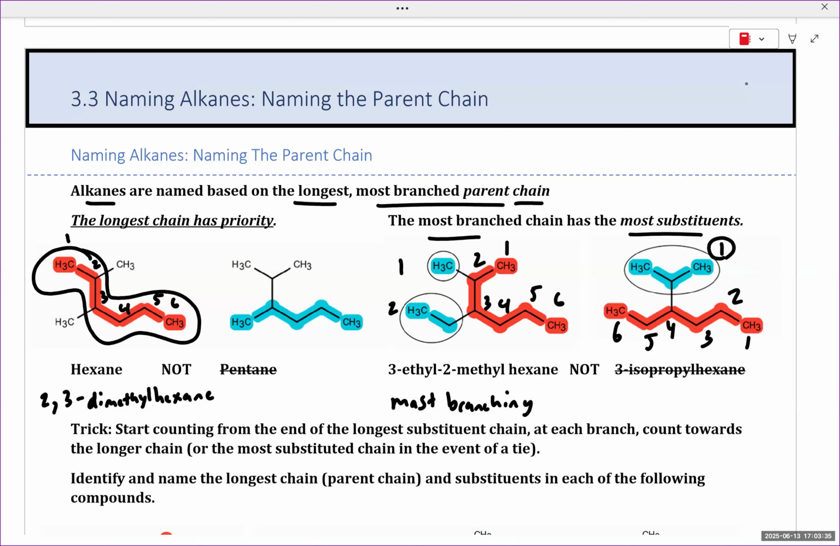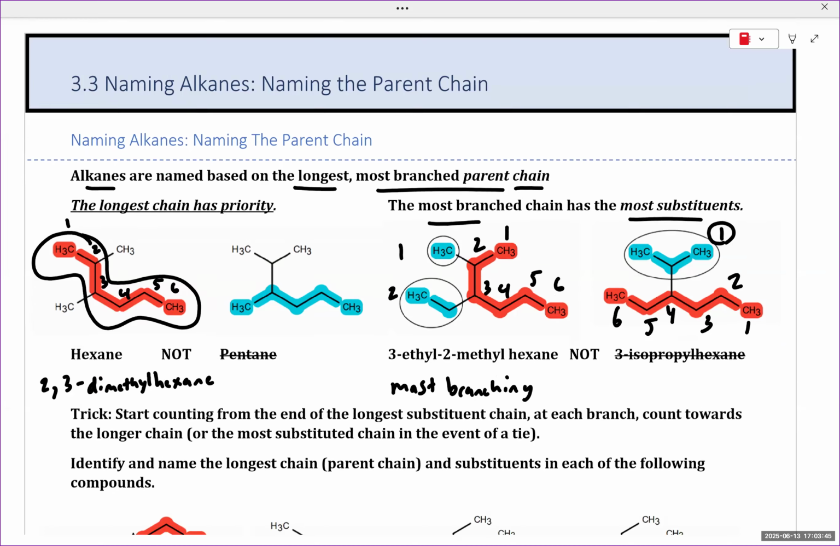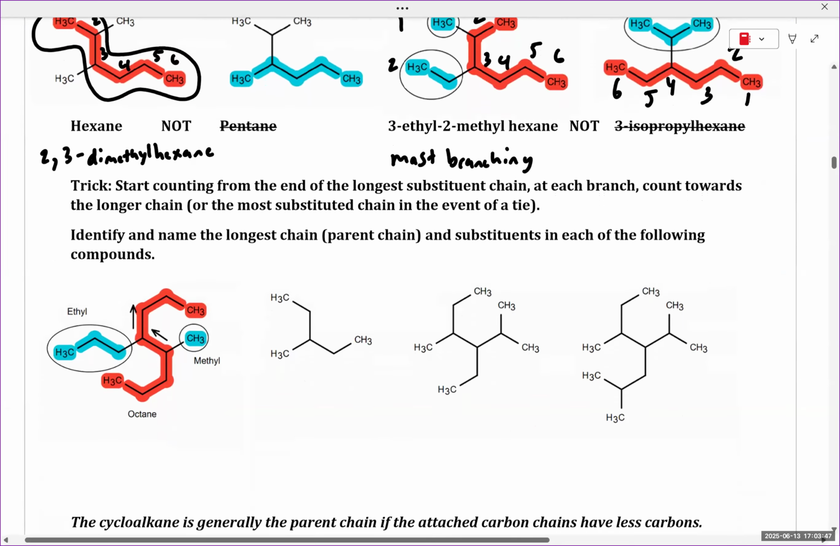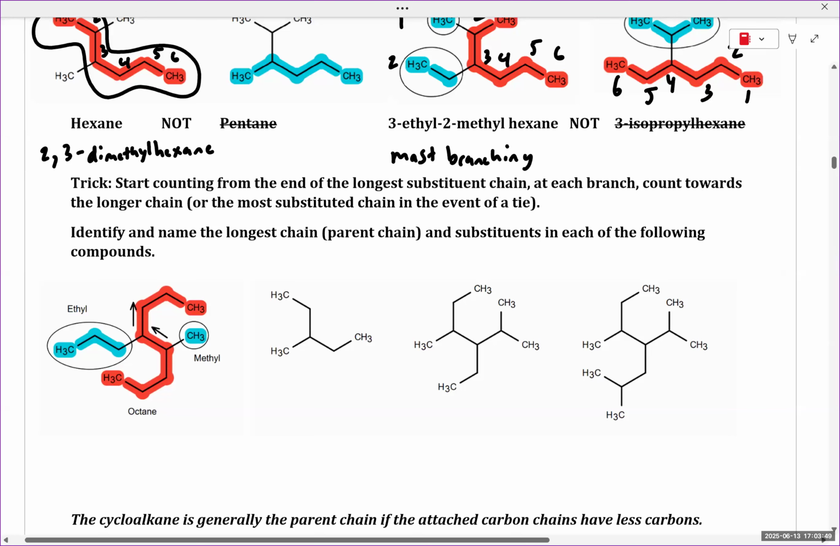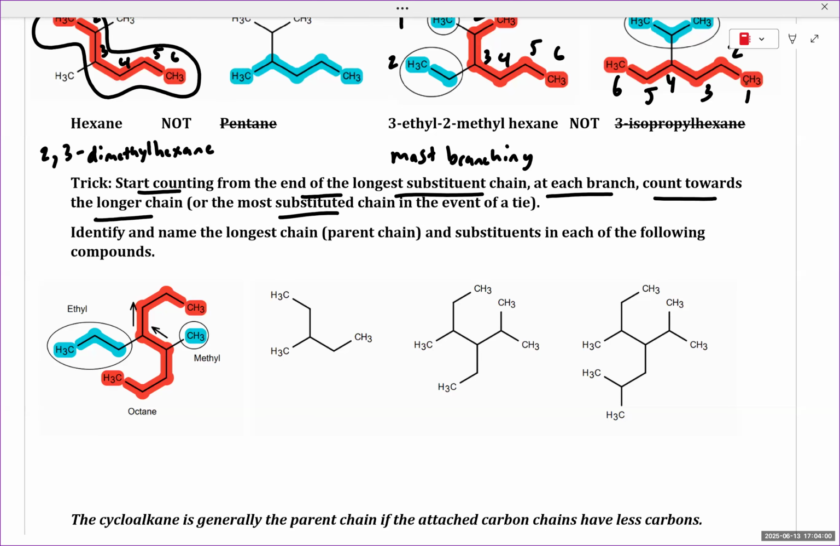So again, when selecting the parent chain, you select the longest chain first, and then as a tiebreaker, you pick the longest chain with the most branching. Now, there's a trick in order to identify the longest chain. What you're going to do is you're going to start counting from the end of the longest substituent chain. And at each branch, you're going to count towards the longer chain or the most substituted chain in the event of a tie.